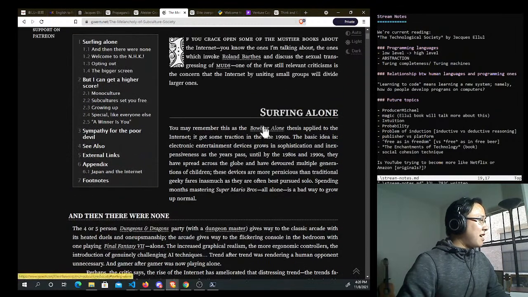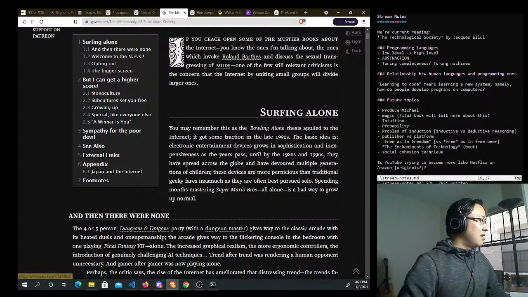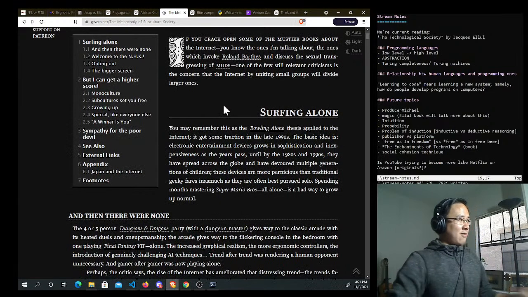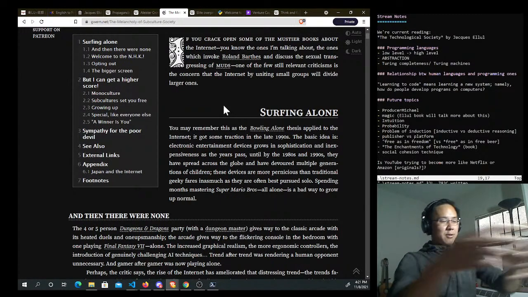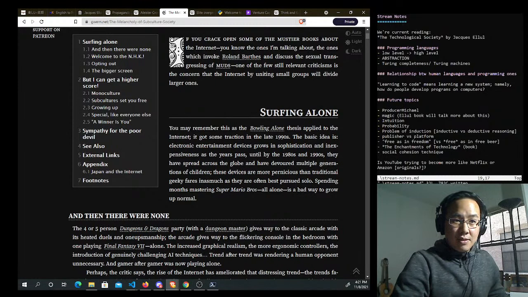Okay, you may remember this as the... Oh, okay, let's just finish this and discuss the sexual transmission of MUDs. So I think that's old video games, yeah. Multi-user dungeon with later variants, multi-user dimension and multi-user domain. One of the few and still relevant criticisms is the concern that the internet, by uniting small groups, will divide larger ones. Okay, so what is this? The site evokes these French theorists, and is talking about how on the internet you have all sorts of little groups that arise. But maybe once you get all these little groups, then society as a whole will become more divided and fragmented.